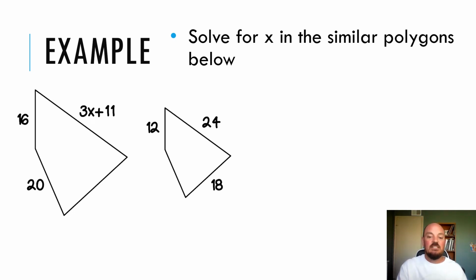So as I'm looking at my sides, I'm trying to look for corresponding sides. So I have number 1, I have the 16 and the 12 right here. That's one pair of corresponding sides.